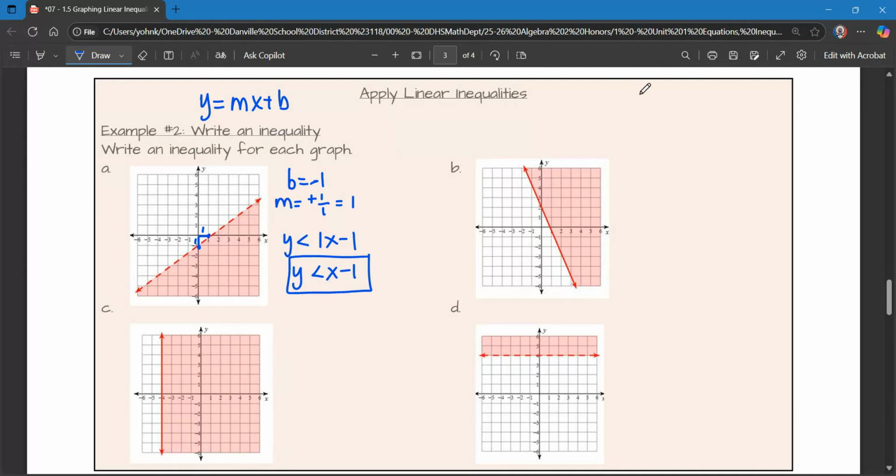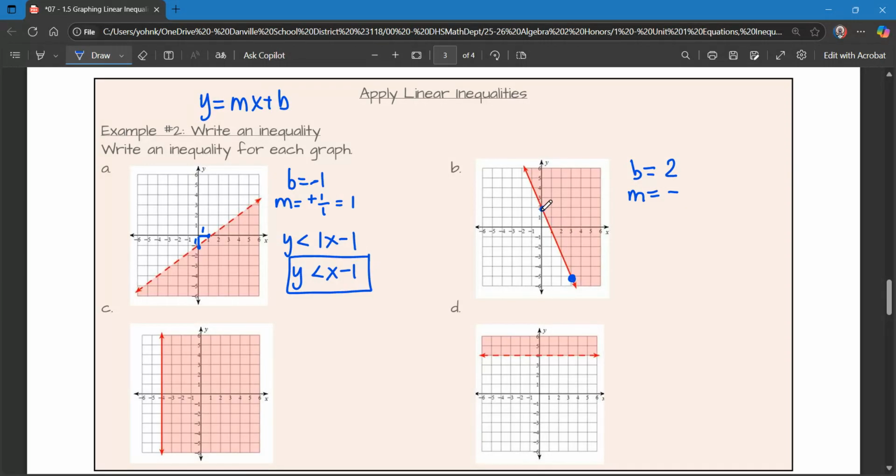All right, if we go to letter B, first thing we want to find is the y-intercept. Where does it cross the y-axis? It crosses it at 2, so our B value is 2. Our M, if we notice, our slope is going down, so our slope is negative, and so you want to pick some nice points. I got 0, 2, and let's see, maybe down here at 3, negative 5.